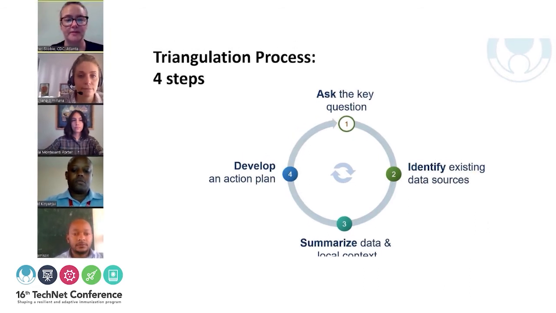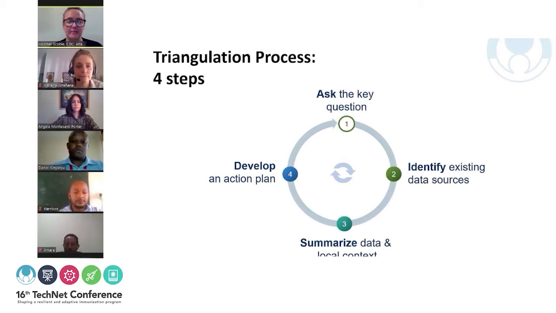We've developed this 4-step triangulation process. It's pretty basic, and you can use this process at the subnational level or for some of the routine monitoring analyses you do. It starts with asking the key question, identifying existing data sources, summarizing the data in local context, and developing an action plan.